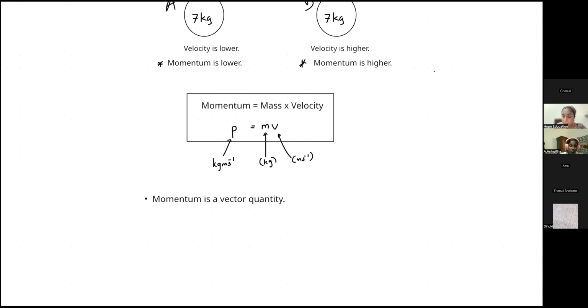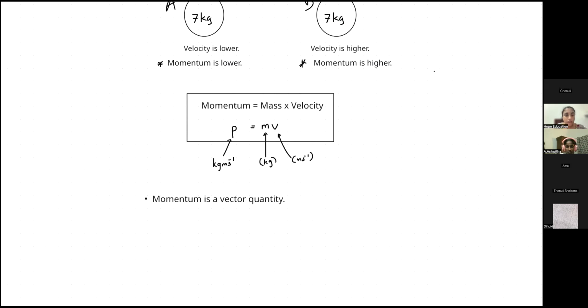So when you write the final answer for momentum, always put the unit kg ms minus 1. If you put kg ms minus 2 or other units, then it's wrong. For momentum the unit has to be kg ms minus 1. Simplification I don't have to teach you, it's about division, multiplication and all of that, right? So don't make careless mistakes in simplification, and be careful about units.